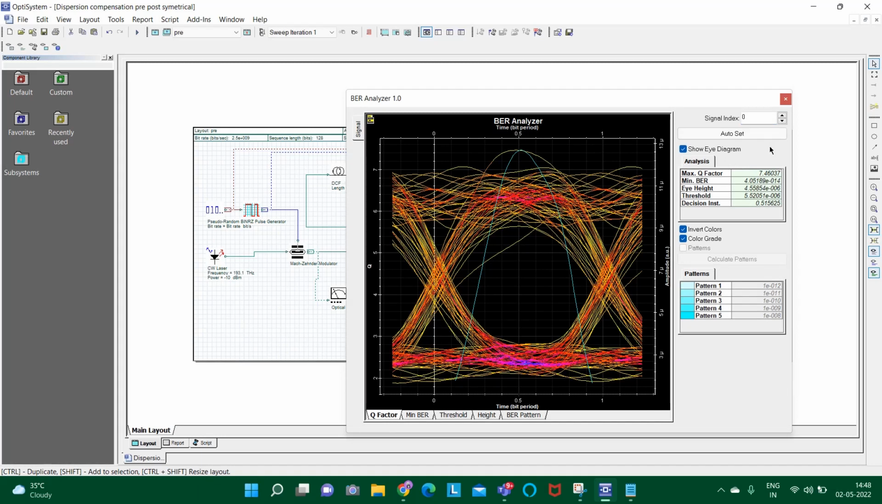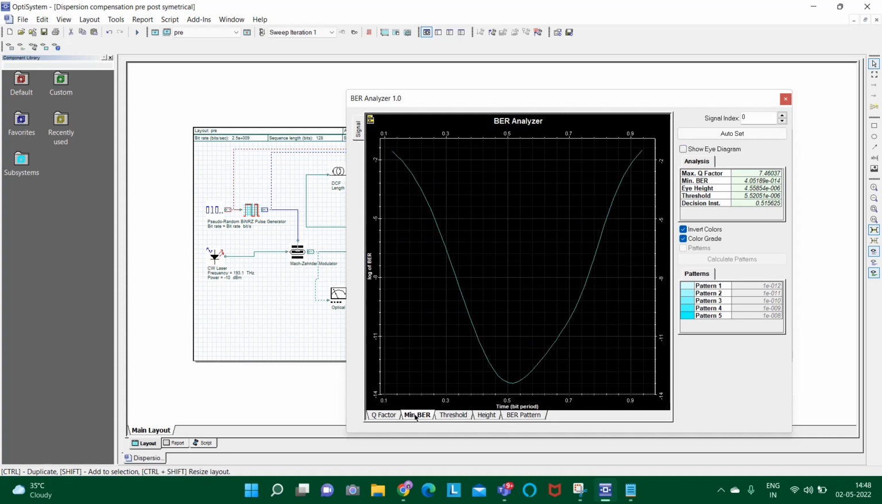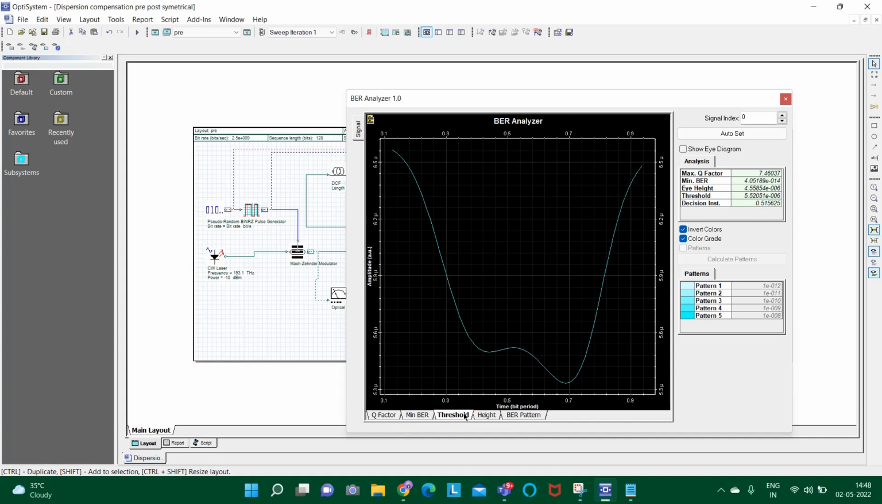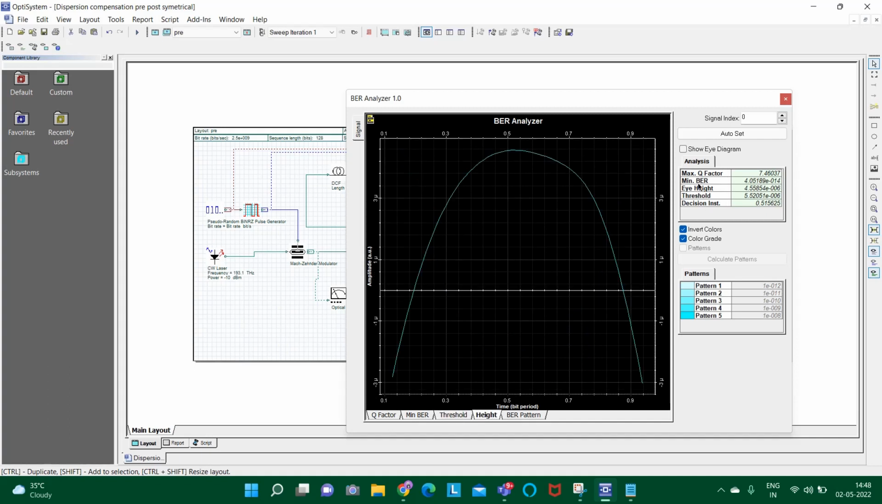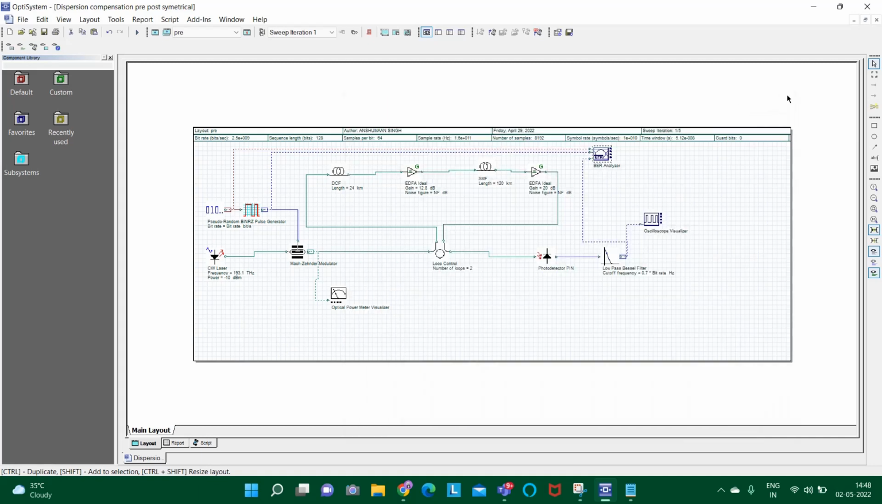So if I want to see the BER value, this is the BER value 7.46037. Okay, and if I want to see the Q factor, this is showing the Q factor. If I just remove here, yeah, so you can see here the Q factor, minimum BER value, threshold value, the height of the BER analyzer, all those things. And along with that, if you want to see the eye diagram, this is the eye diagram. This is all about the pre-compensation technique.